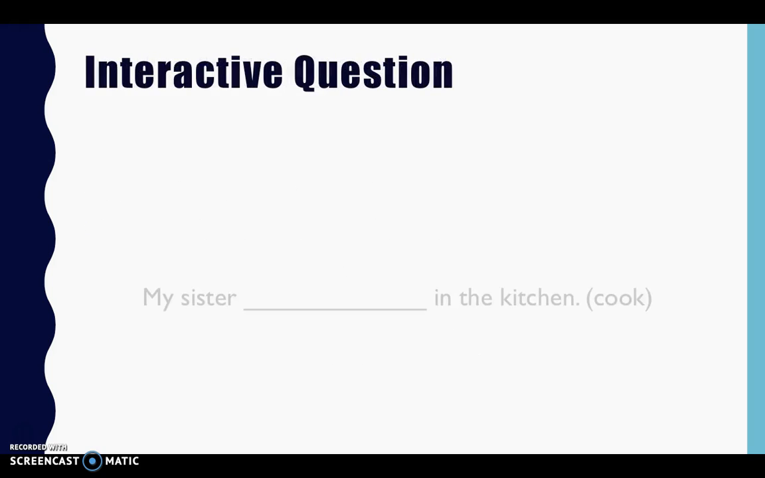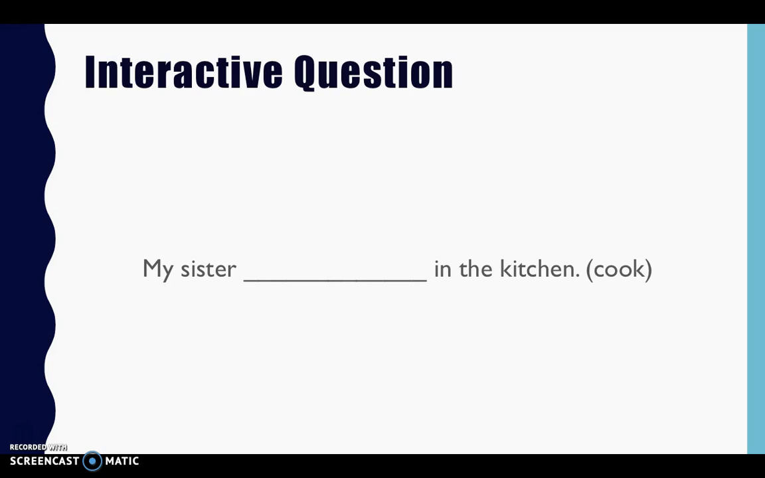All right, here's interactive. My sister blank in the kitchen. The verb is cook. First, I have to find the subject of the sentence. What is the subject of the sentence? Yes, the subject of the sentence is sister. Now, is sister singular or is it plural? It is singular, so sister is a singular subject. When I have a singular subject, what do I do with the verb? I add an S or an ES or an IES depending on the verb, but the verb cook just gets one S. So my sister cooks in the kitchen.